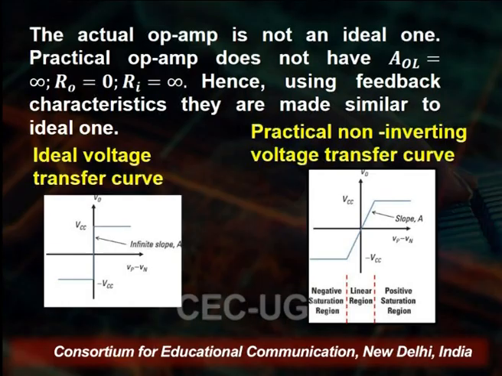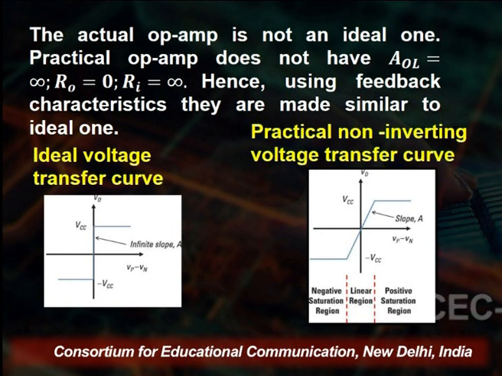The actual op-amp is never ideal, and a practical op-amp never has infinite input impedance and 0 output impedance. Using feedback, the scientists or engineers try to make them exhibit the characteristics enumerated in the ideal case. On your left is the ideal voltage transfer curve, and as we can see, the moment the voltage is applied, we get a standard flat output with respect to the x-axis. When we reverse the voltage, we see a standard flat line with the negative x-axis.